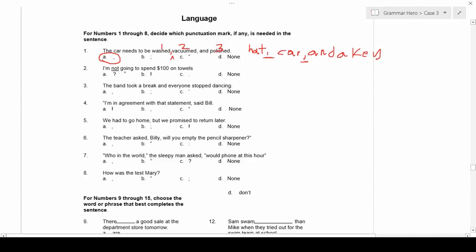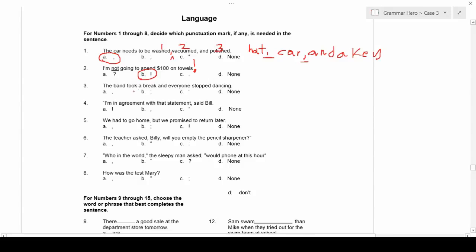Number 2, I'm not going to spend $100 on towels. Since this is underlined, it's implying that the speaker is emphasizing that, so we're going to go with an exclamation point. And as you just saw, there was no punctuation at the end of that sentence. So you had to put something there, either a question mark, exclamation point, or a period.